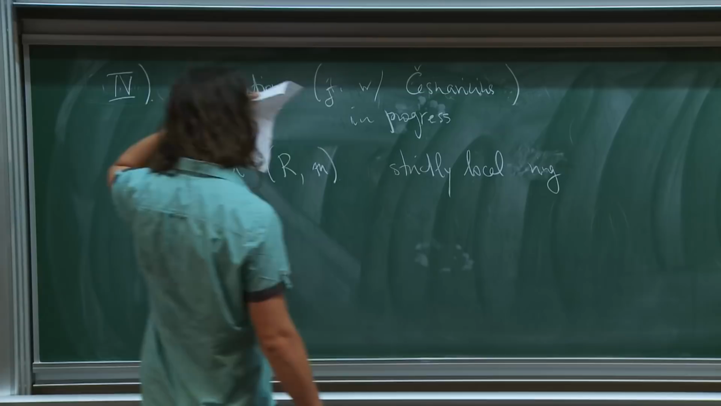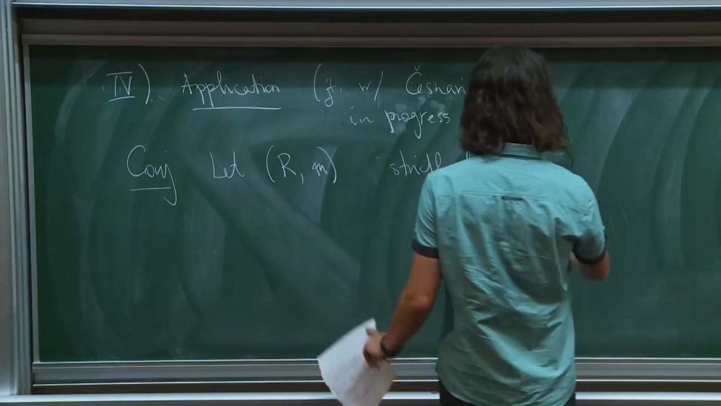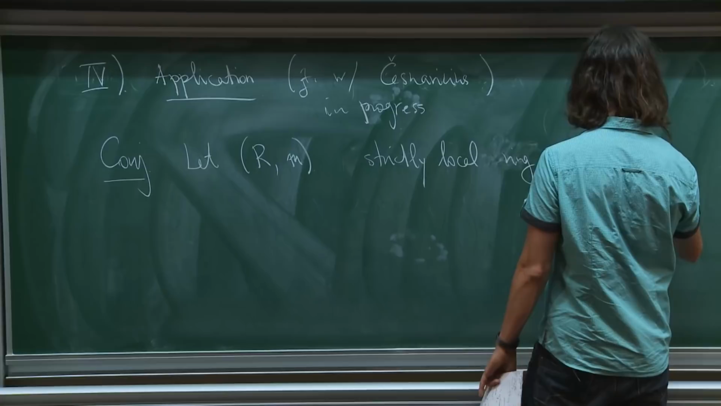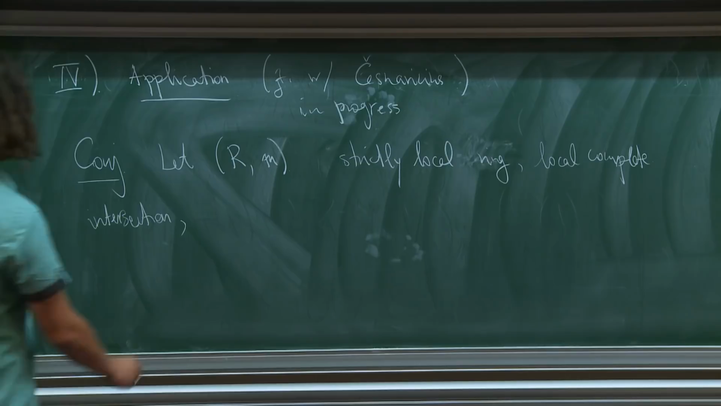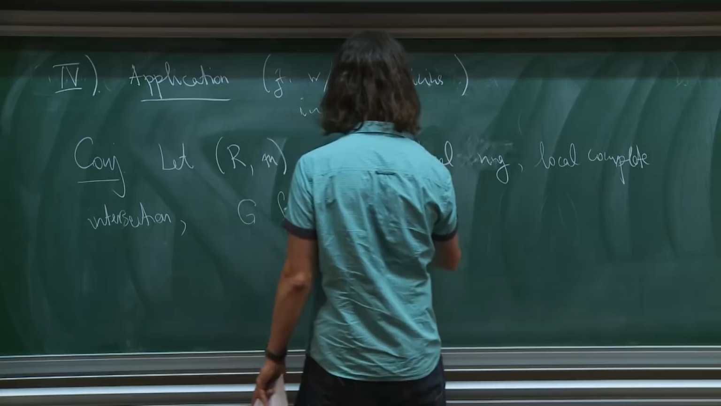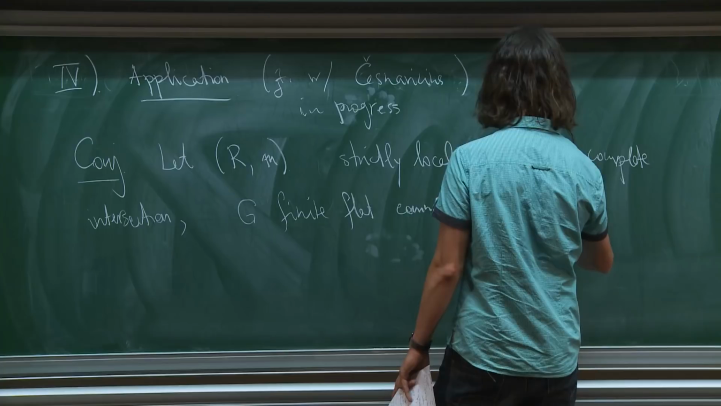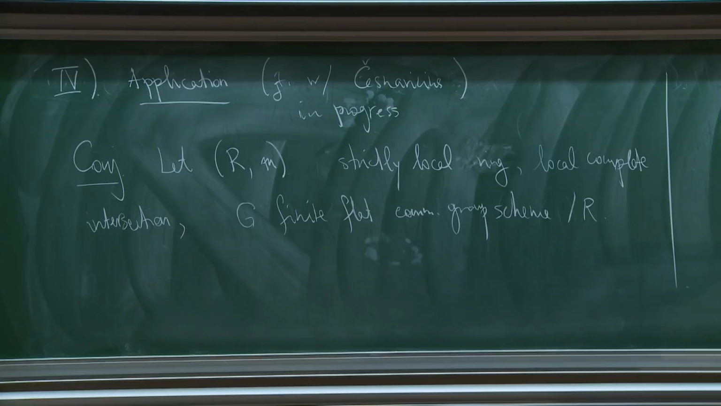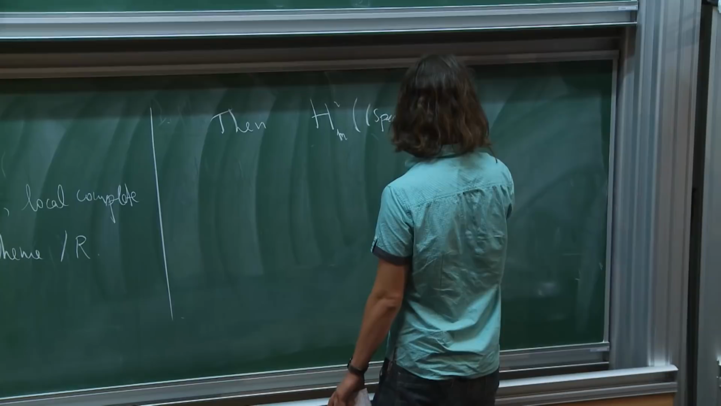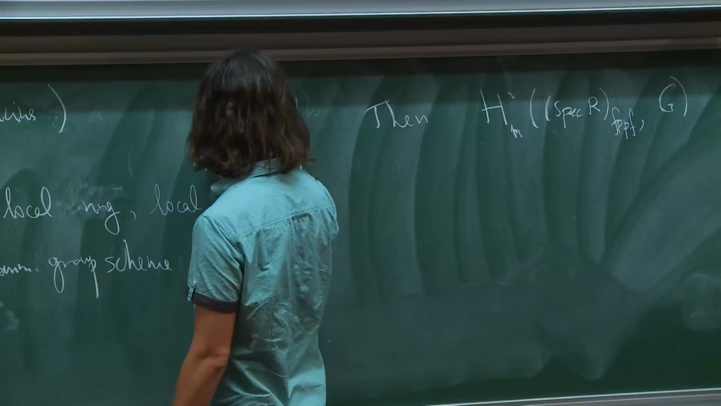This time, it turns out that being regular doesn't help so much. What turns out to be the better assumption is that it's a local complete intersection. And let's say we have any finite flat group scheme G over R, commutative of course. Then if I look at the cohomology with supports, with finite flat coefficients, using fppf cohomology on G, with dimension equal to d, then this is 0 for i less than d.